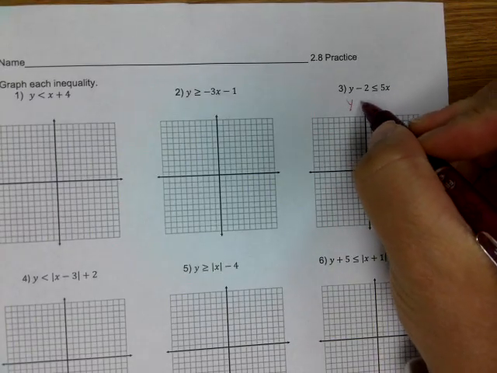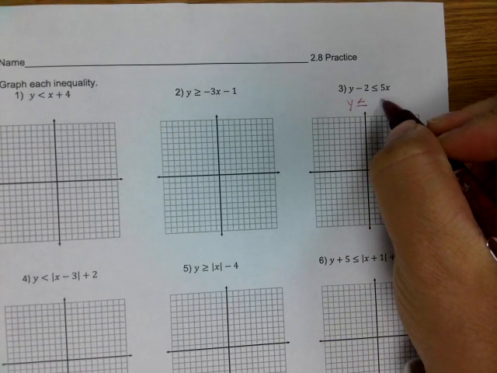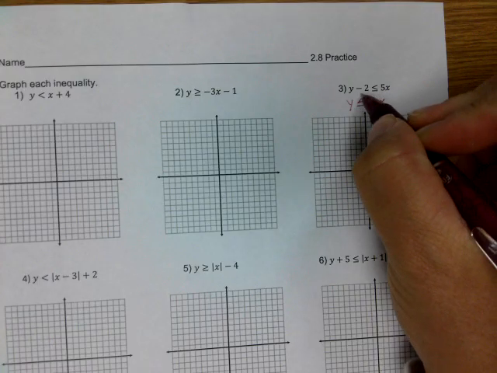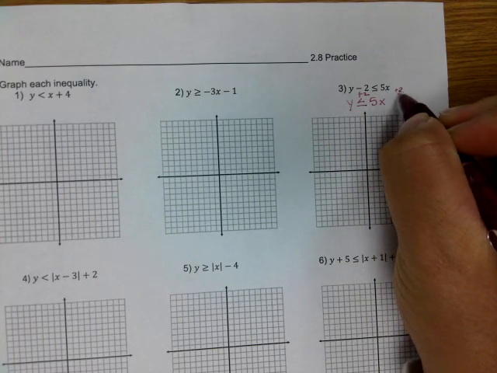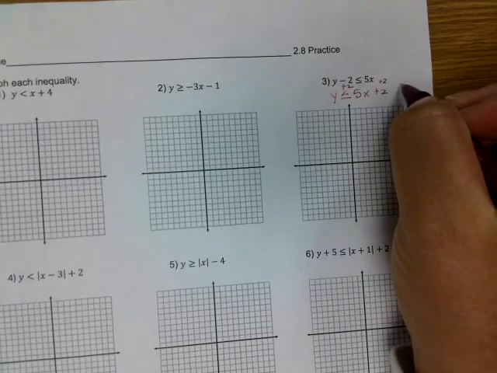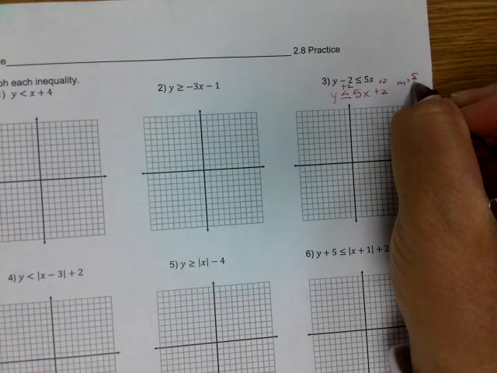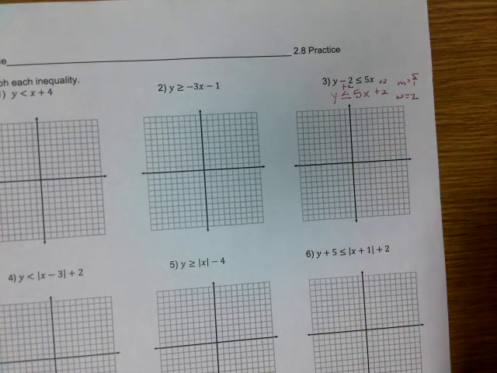You have to first set this so that the y is by itself. So I would add the 2 over. So now I know my m is 5 over 1. My b is equal to 2.